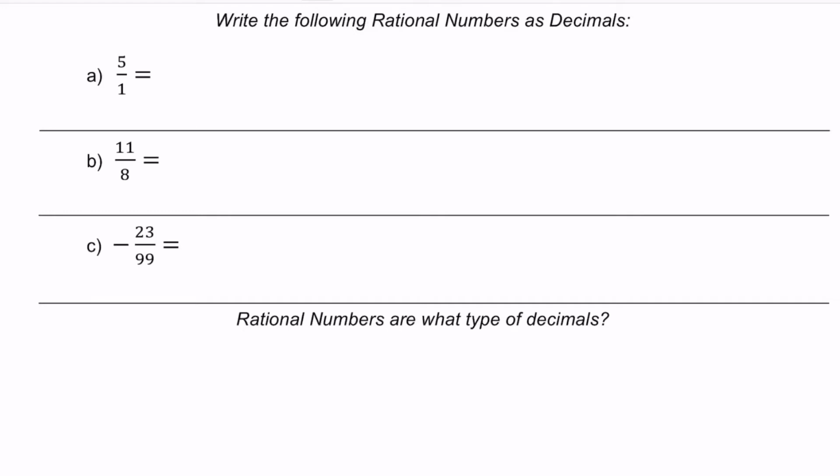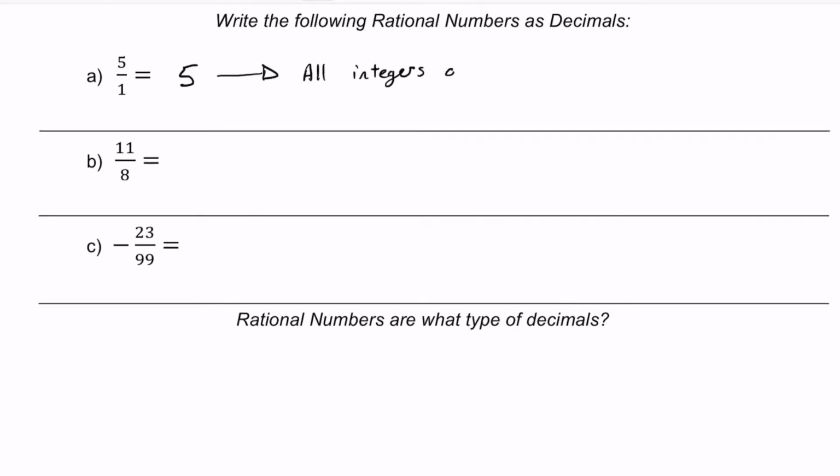So a rational number is anything that can be written as a fraction. What we're going to look at now is a few examples of rational numbers to see what it means for decimals. The first one is 5 divided by 1, which is 5, just an integer or a whole number or a natural number. So all integers, whole numbers, and natural numbers are rational numbers.